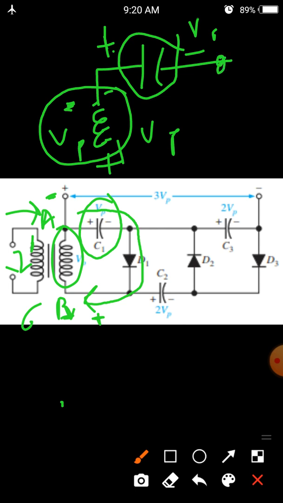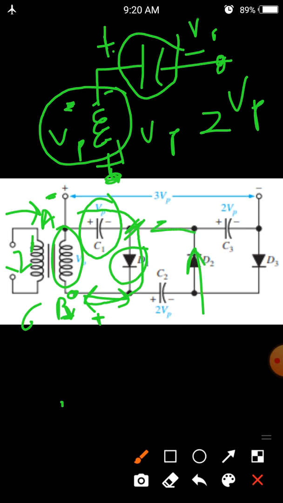As a result, across this junction we have the potential 2Vp. So we have 2Vp potential between B and these junctions. In these conditions, the diode D1 comes into reverse bias, so the branch is open, and now the current will pass through C2, D2 and C1. As a result, the capacitor C2 is charged up to the level 2Vp.